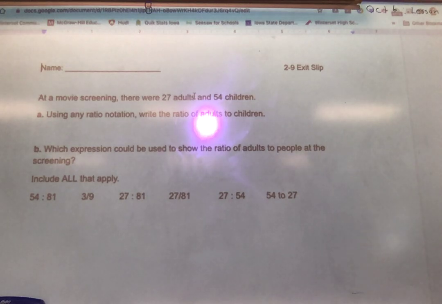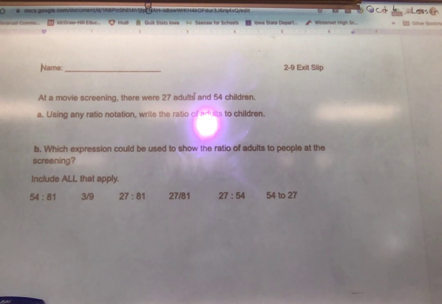We're going to go ahead and go through exit slip 29 here. Jumping right in, remember this exit slip, the I can statement, we were exploring ratio and ratio notation and part to part and part to whole ratios.